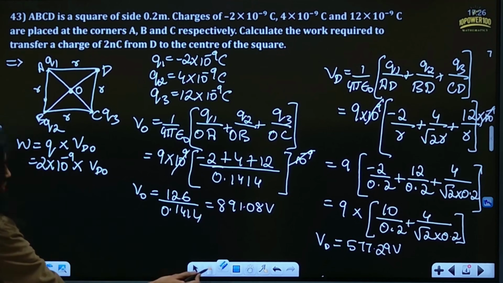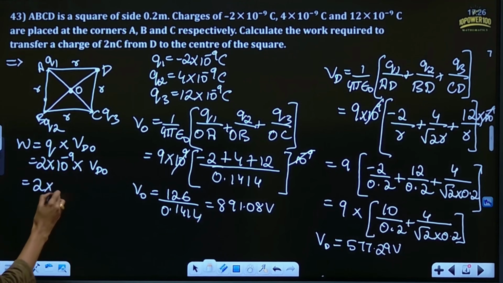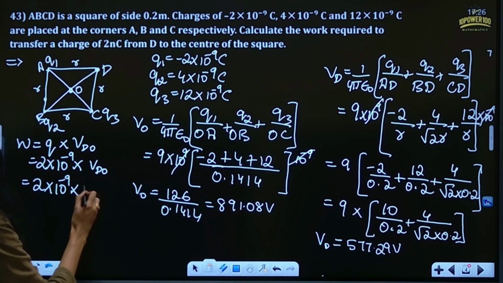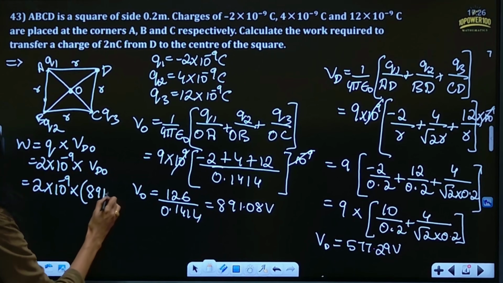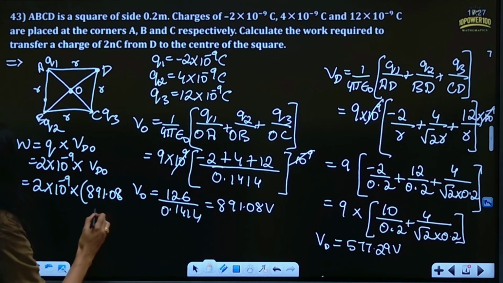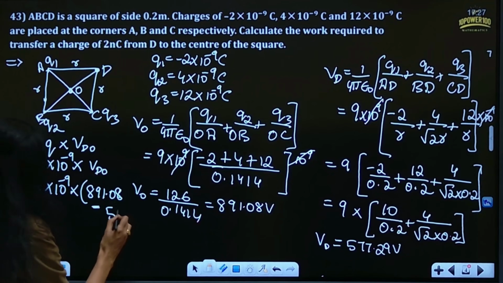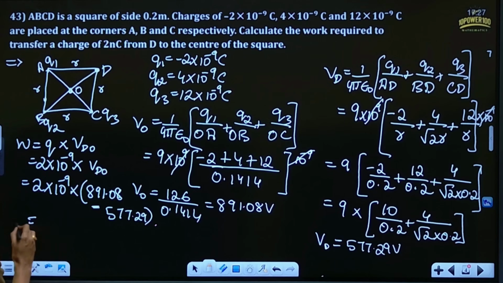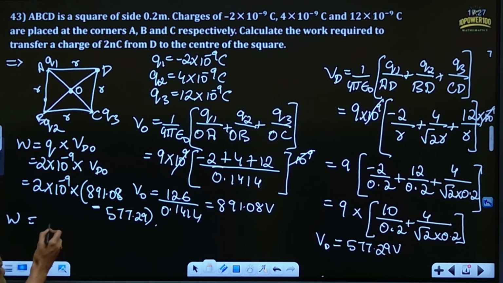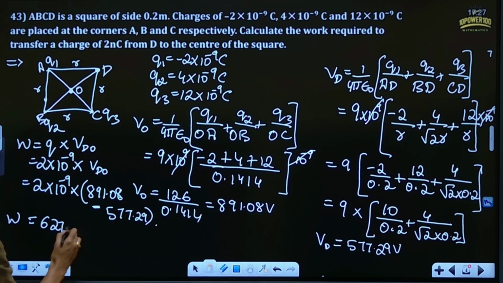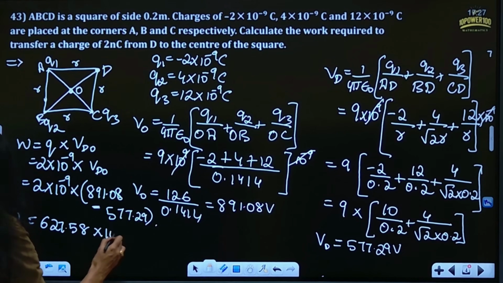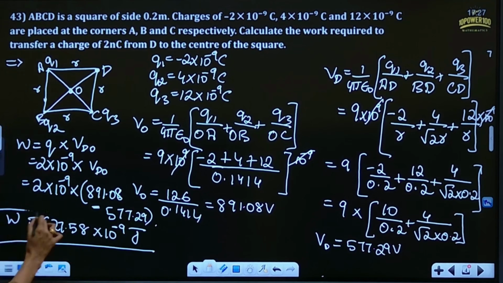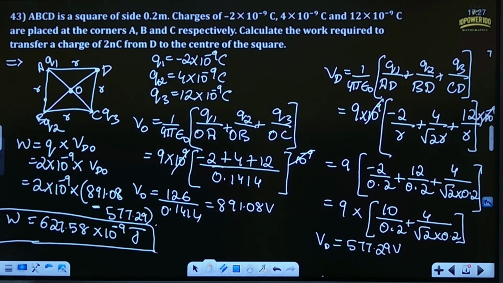Let me take a difference. So 2 into 10 power minus 9, times the difference of VD and V naught. Here V naught is 891.08 minus the value of VD, 577.29. When you take the difference, you will get the work done as 627.58 into 10 power minus 9 joules. This will be the final answer for the work done.